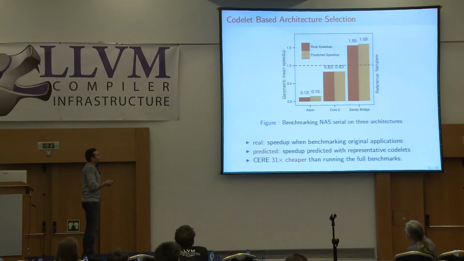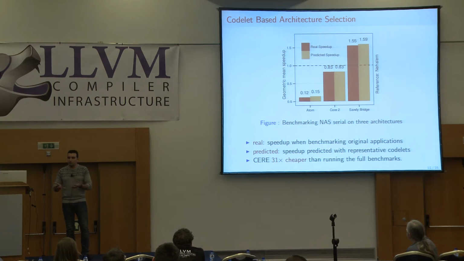You can see the results here. The reference architecture is an LLVM, and we tried on Atom, Core2, and Sandy Bridge. And this is the speedup compared to the LLVM performance. In red, it's the real speedup. So we really took the NAS benchmark and we ran them on each architecture to see the performance. And in yellow, it's the predicted speedup based on the codelet replay. So as you can see, the prediction is quite accurate. And what is important is that it was 31 times faster to use codelets than running the full benchmark on these architectures.